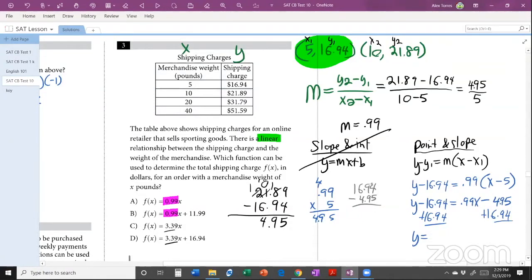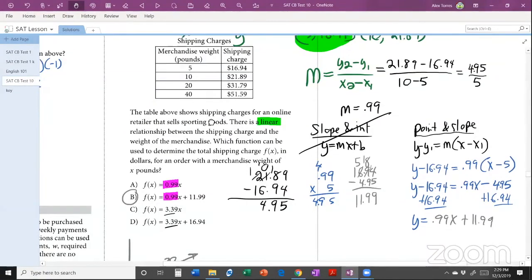And so we have 14 minus 5 is 9. Reduce that to an 8, add a 1. 18 minus 9 is 9. Reduce that to a 5, subtract 5 minus 4 is 1. And bring down this 1, and we have 11.99. So the answer is 0.99x plus 11.99. And that matches choice B for number 3. Moving right along now.